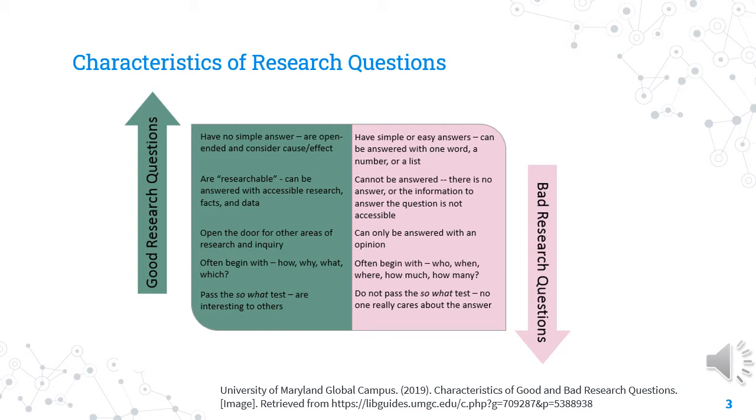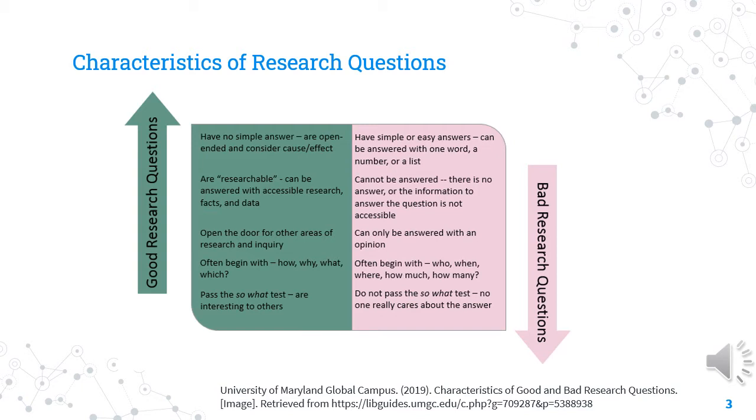University of Maryland Global Campus also tells us about bad research questions, or in this case, we're going to call them weak research questions. Weak questions have simple or easy answers. They can be answered in one word, a number, or a quick list. Or they cannot be answered. There's no answer, or there's no information or way of testing it that can provide an answer to the question.